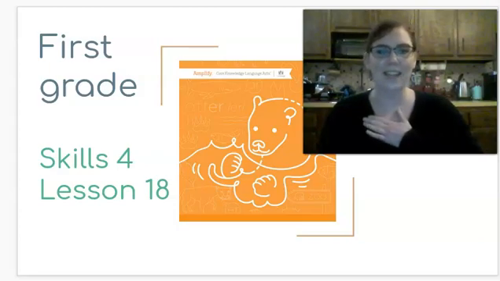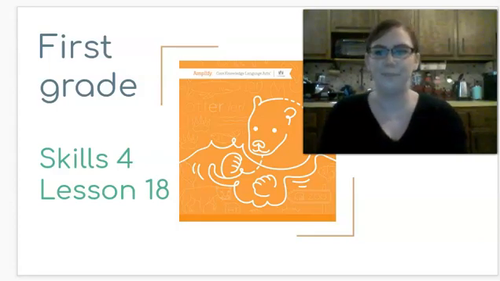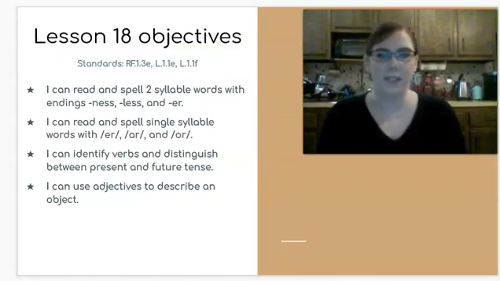Miss Jane's here, and today we're working on Skills Unit 4, Lesson 18. Our objectives for today are to read and spell two-syllable words with some new endings. Read and spell single-syllable words with r, and or. Identify verbs and tell the difference between present and future tense, and then use adjectives to describe an object.